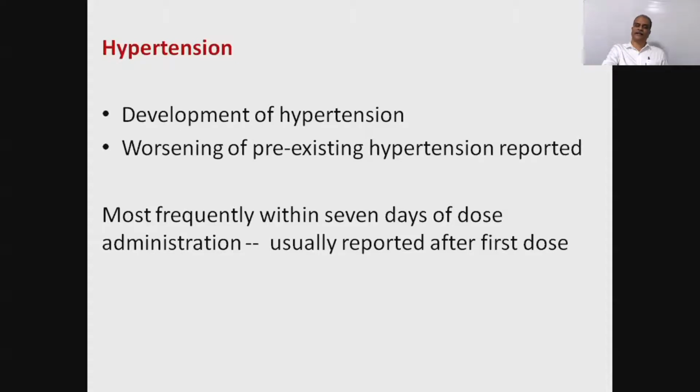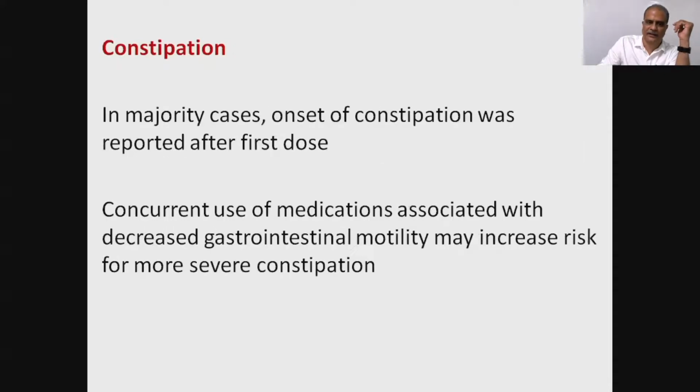If the patient is not a hypertensive, he can develop a slight rise in his blood pressure, or if the patient has already taken a blood pressure medication, there can be a worsening of his pre-existing hypertension. And usually this effect is seen in the first week, usually after the first dose. Constipation, as we saw, can occur, especially if the patient is getting some other drug which can also cause constipation. If you give this injection, the constipation can become more severe.